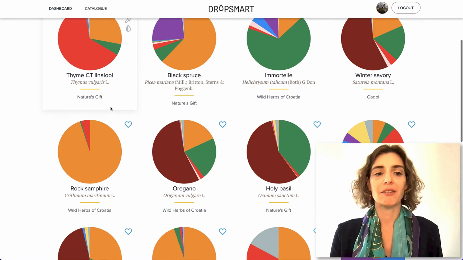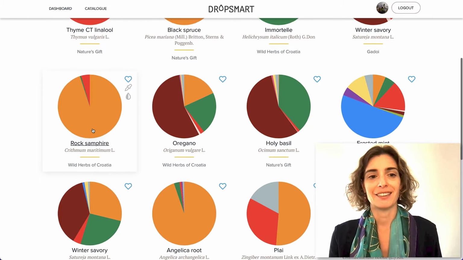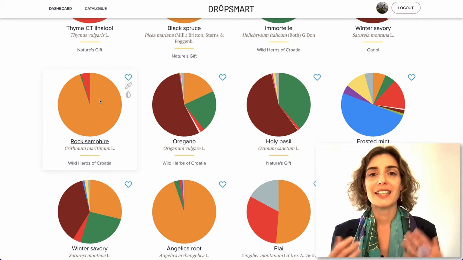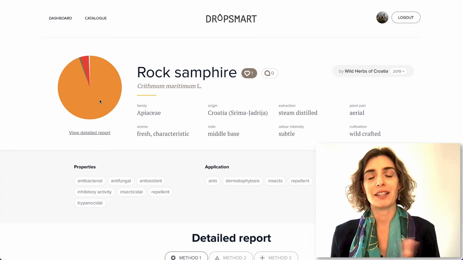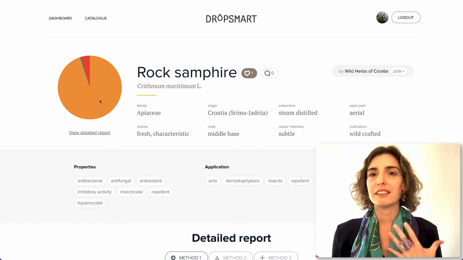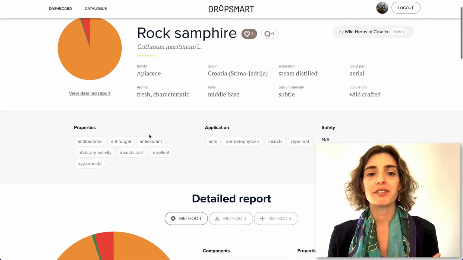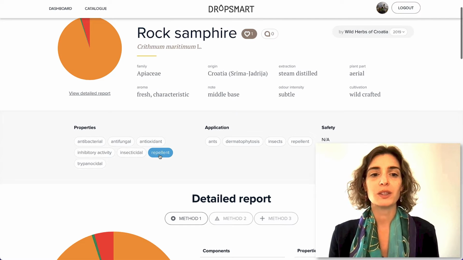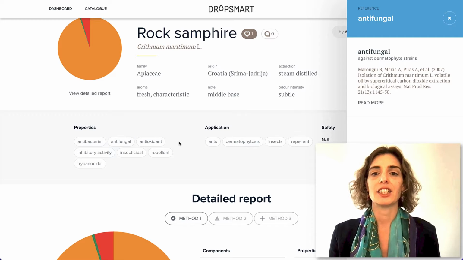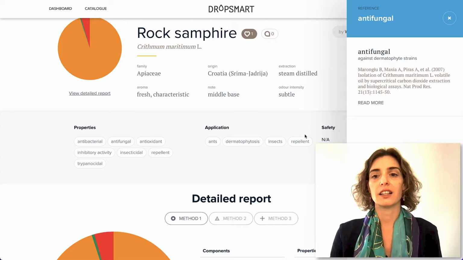So here, one of the essential oils that I have in my cupboard is rock sapphire. If I take a look at that one, I actually got it as a present from the distiller, and I didn't really know how to use it. There's a little bit of research on the essential oil. It is mostly on what it repels, and of course the antimicrobial effect is here. There's very little or nothing written on it.